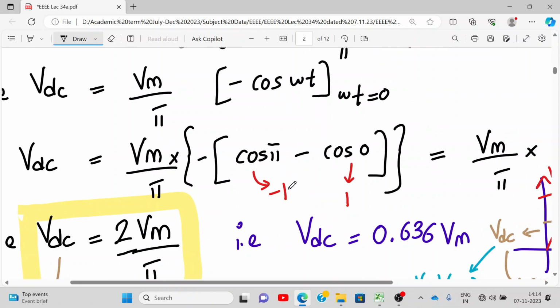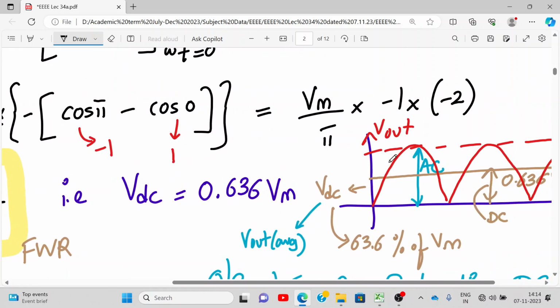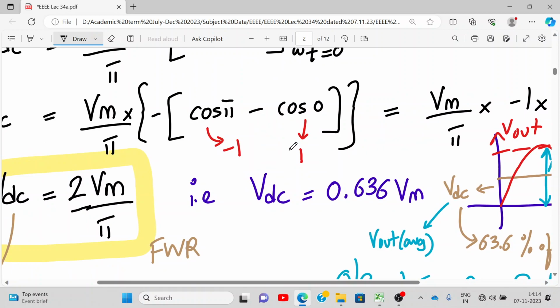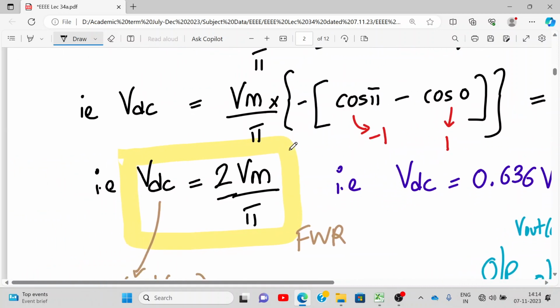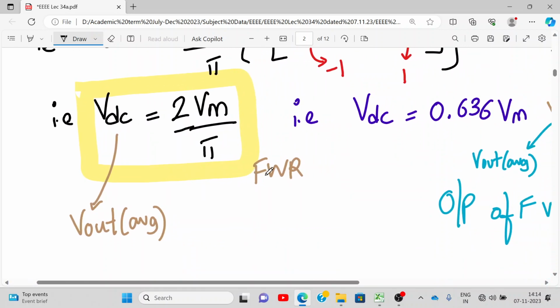So your cos pi will be -1, and cos 0 will be 1. So inside you have -2, and this minus sign gets cancelled. So what you will get? 2 Vm upon pi. Last time, if you remember, in the half wave rectifier it was Vm upon pi, right? Here it is 2 Vm upon pi. So write down that the average value of output, V out average or VDC, is 2 Vm upon pi for the full wave rectifier. For short form, you can write FWR.